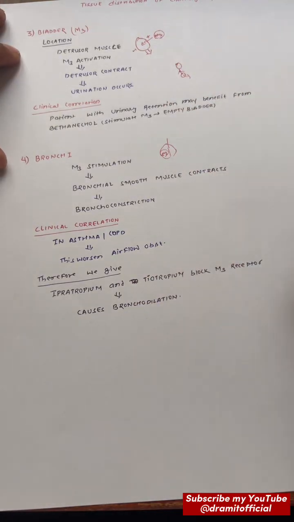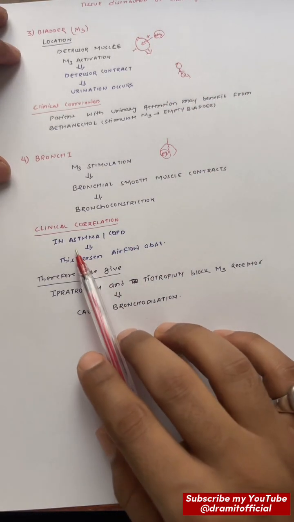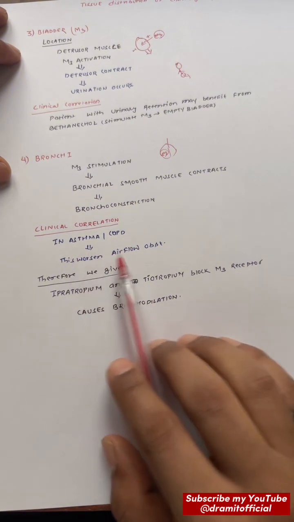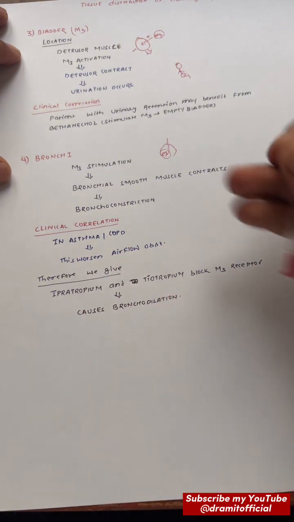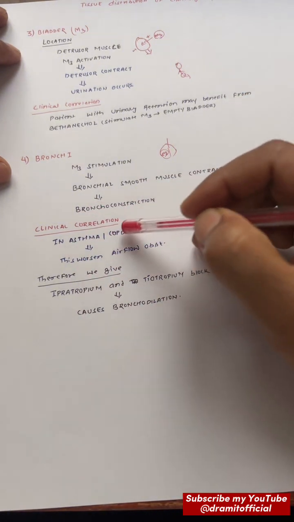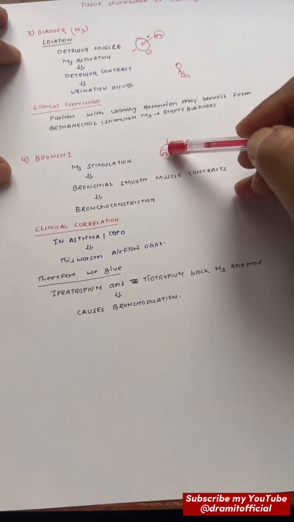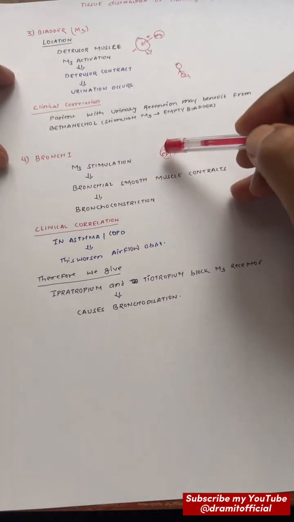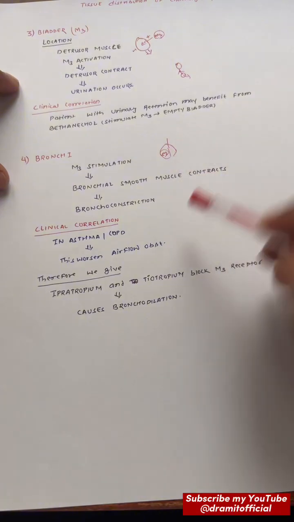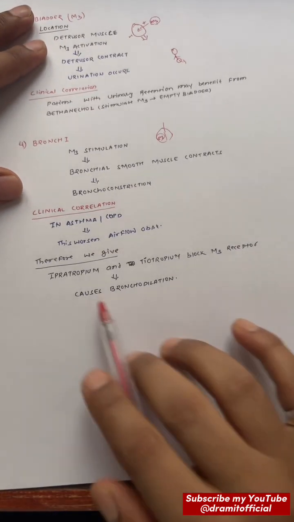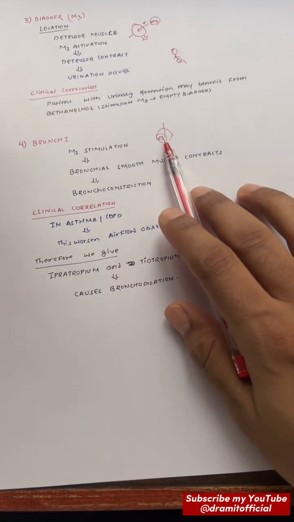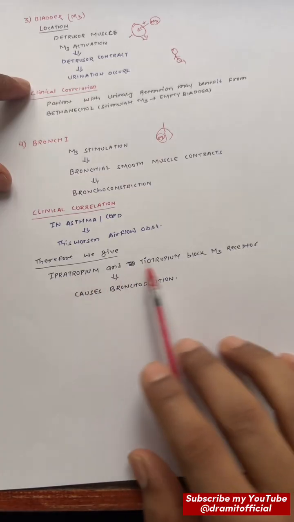Let's see clinically how it is important. In an asthma or COPD patient, this worsens the airflow obstruction. Suppose there is a patient with asthma or COPD, and the M3 receptor gets activated, then it will cause more bronchoconstriction. It means that the patient will have more symptoms. In those conditions, we need to give a drug that will block the M3 receptor, that is ipratropium or tiotropium.